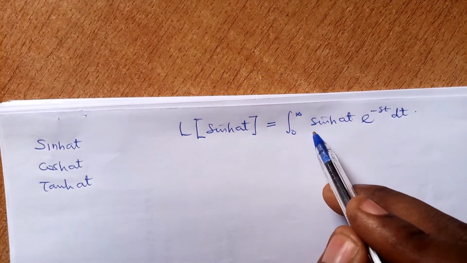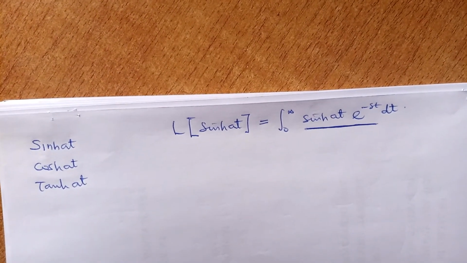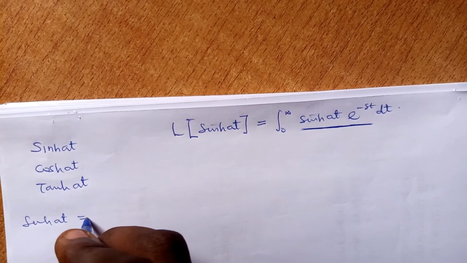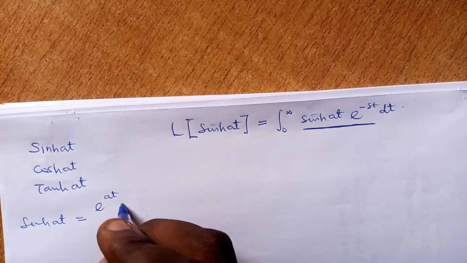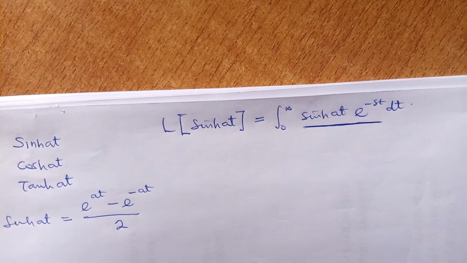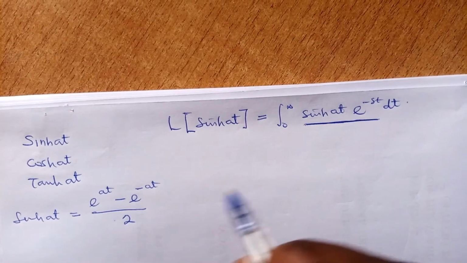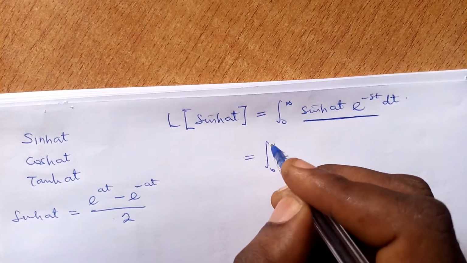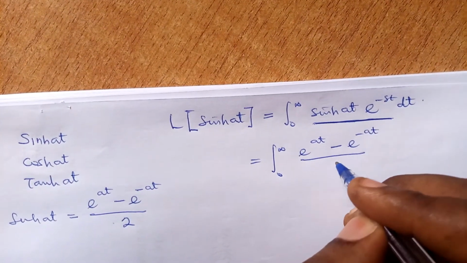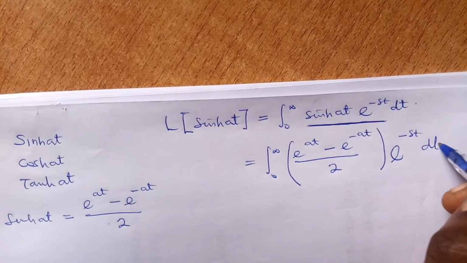But if you look at it, we're going to have issues with this integral. But you will recall that sin at is actually the same thing as (e^(at) minus e^(-at)) divided by 2. Very simple now. Can you see clearly now? So instead of battling with this, I can use this one. So the Laplace transform of this one is 0 to infinity, (e^(at) minus e^(-at)) divided by 2 in a bracket, multiplied by e^(-st) dt.